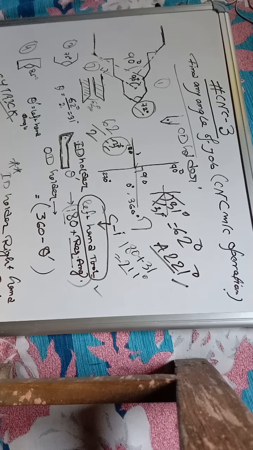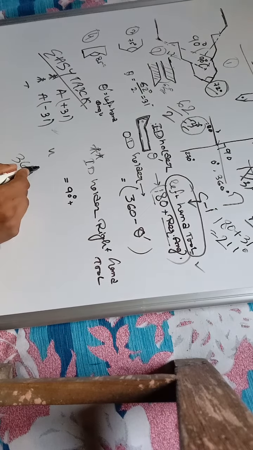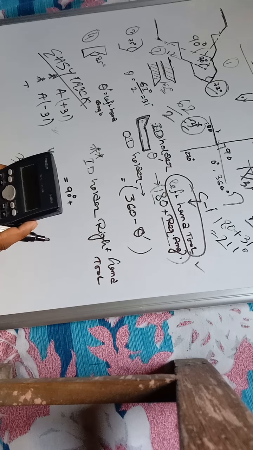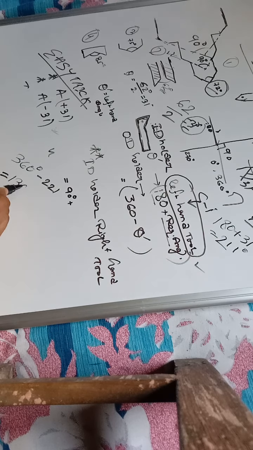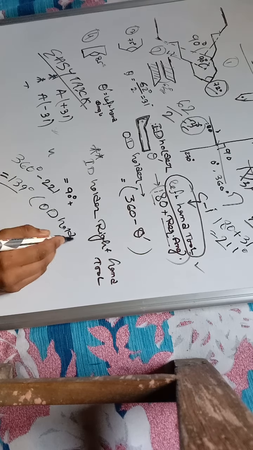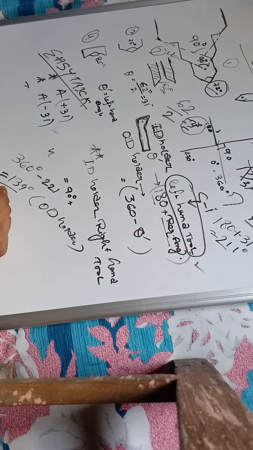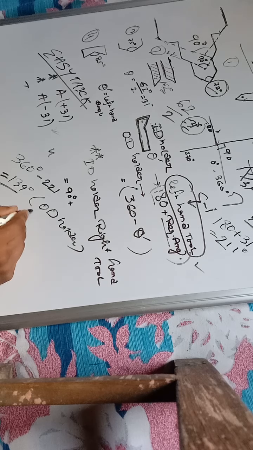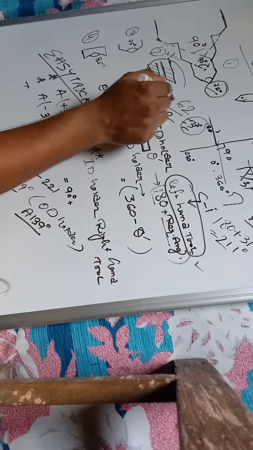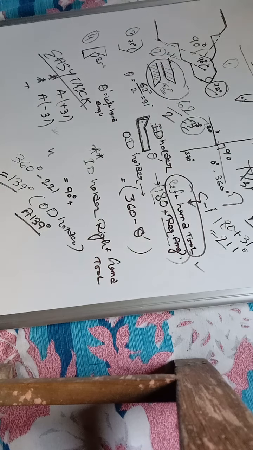In case of OD block, how will you find it? Simply, you have to subtract this value. 360 degree minus 211. Let's calculate. 360 minus 211, it is 149 degree. It will be cut by the OD holder, and we put the value of 149 in the program, and simply we can make this profile of 62 degree angle. That is one case.